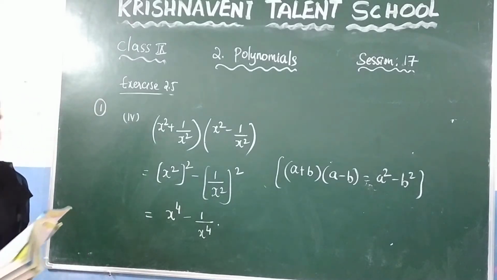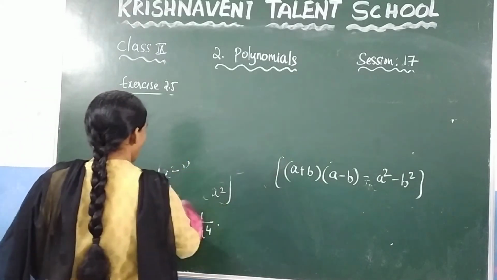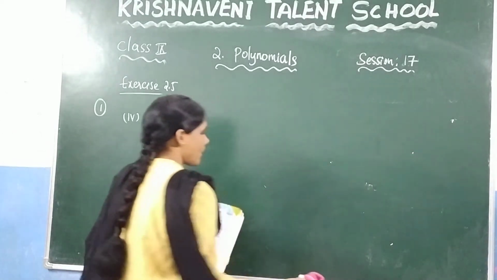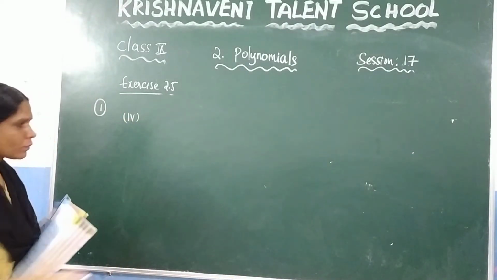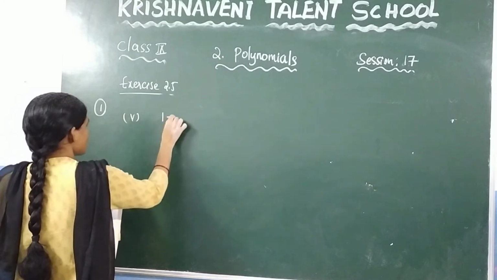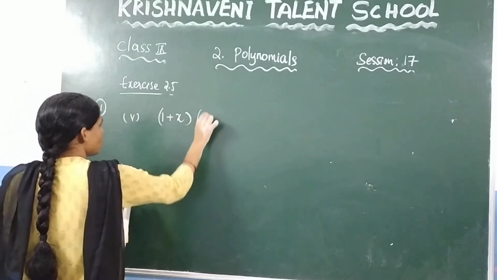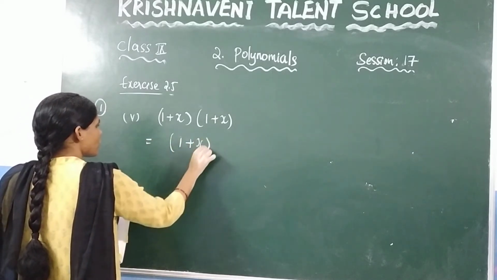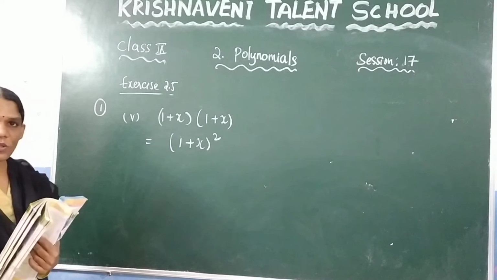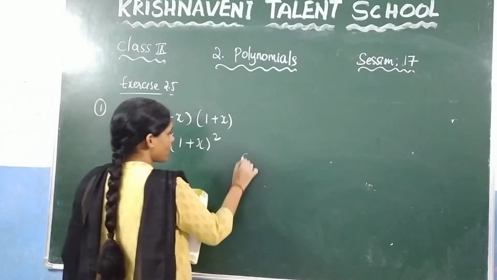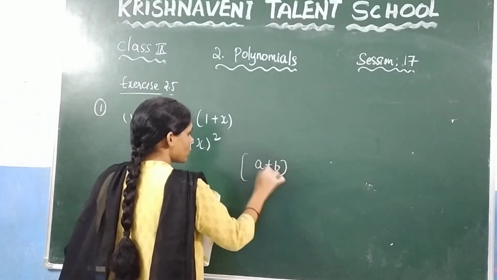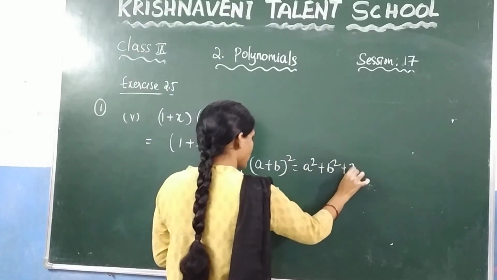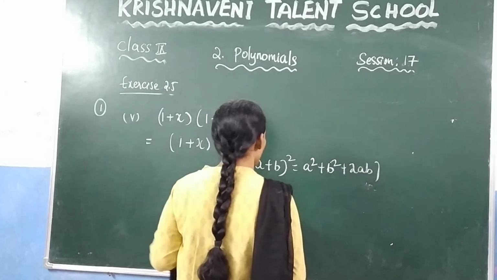Let us solve that one. So what is the fifth question they have given? (1 + x)(1 + x). Here how many times is 1 + x there? 2 times, so you can write it as (1 + x)². So it is in the form of what? (a + b)². So what do you know? (a + b)² is nothing but a² + b² + 2ab.